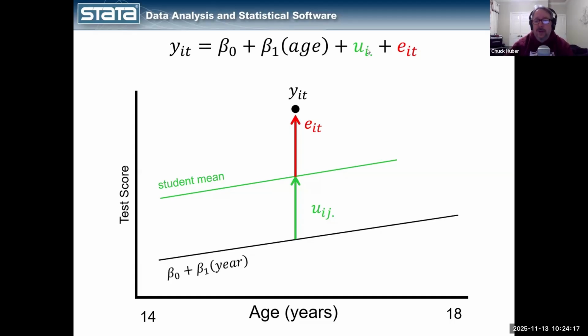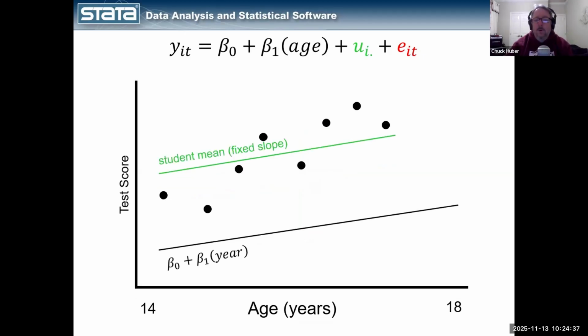We still have EIT and UI dot in here. Conceptually, it's still the same. We've just made the fixed part of the model a little bit more sophisticated to allow for change over age. And that's what makes it longitudinal. Okay, by adding in this age piece, it's not just a fixed mean anymore. There's a little regression line there.